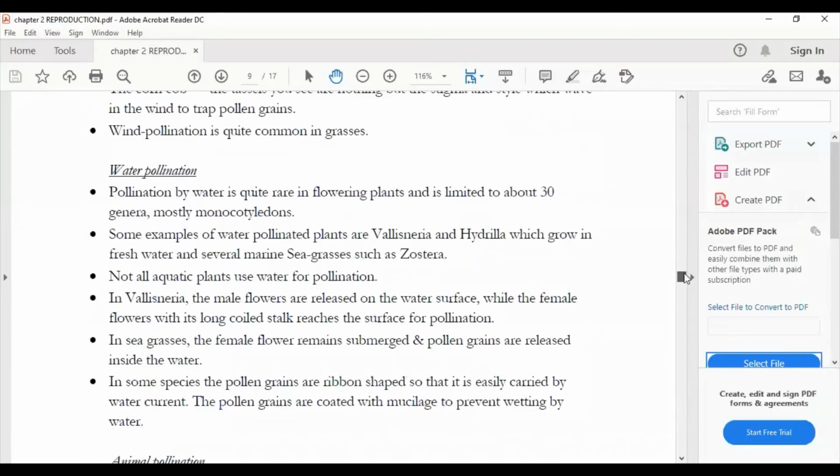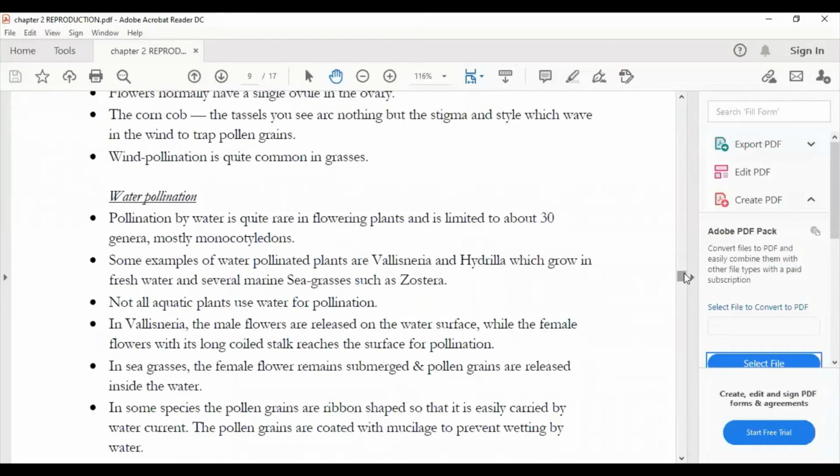Water pollination, again, points are simple. Please make a note of this. And here, as you can see, there's another question which can be asked because there's another type of water pollination, which is a little different, that is in Vallisneria. There's another kind of pollination which is taking place. So this can also be asked as a separate question, or in sea grasses.